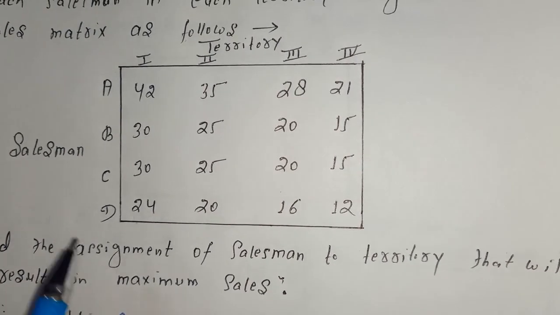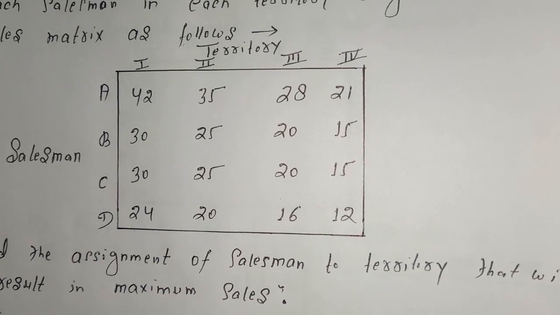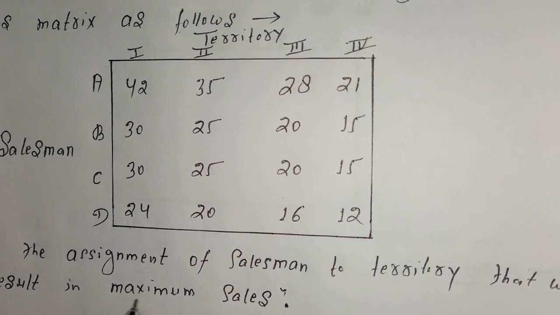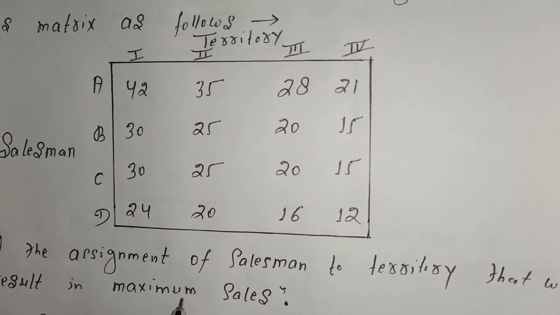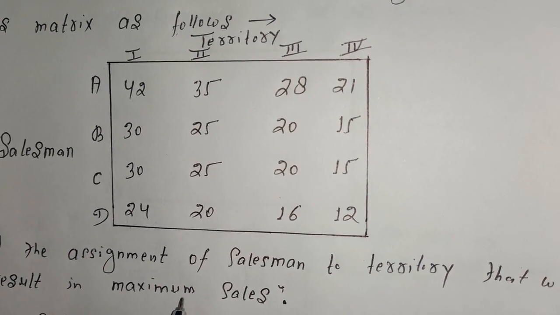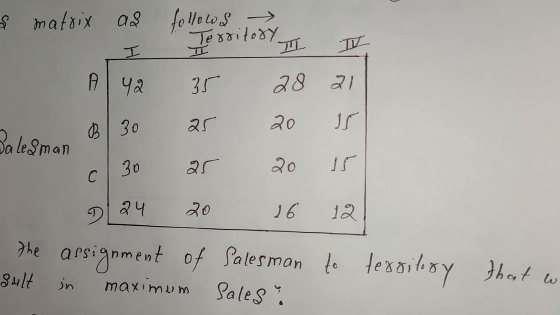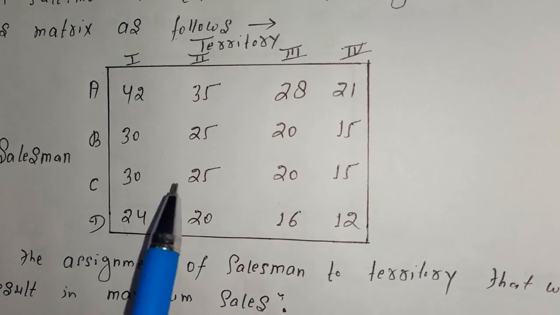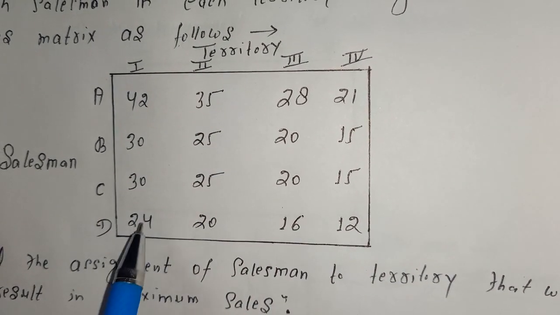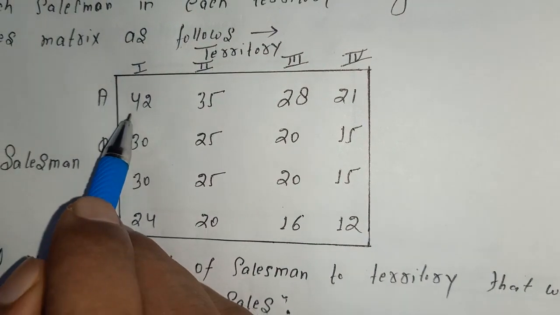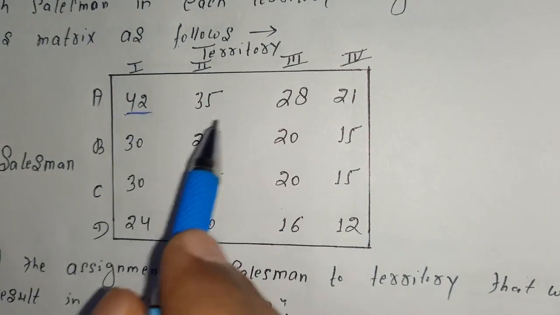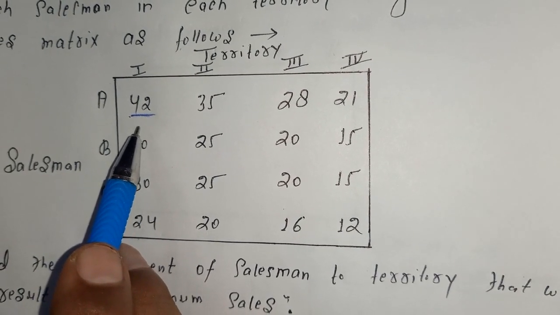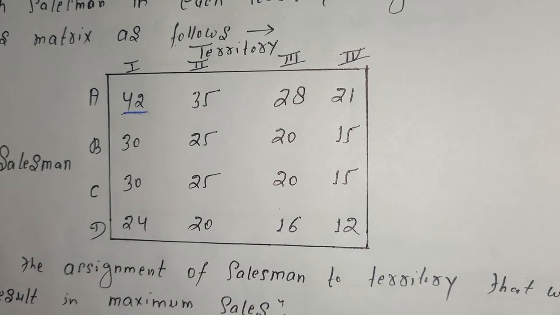So here we have to assign salesmen to territories in order to maximize the sales, because this is a question of maximization. First of all, the first step in the Hungarian method is to convert the maximization problem into minimization, and this is done by taking the maximum element from the table. The maximum element from the table is 42. Just subtract all the elements from this maximum value and get the new table as follows.